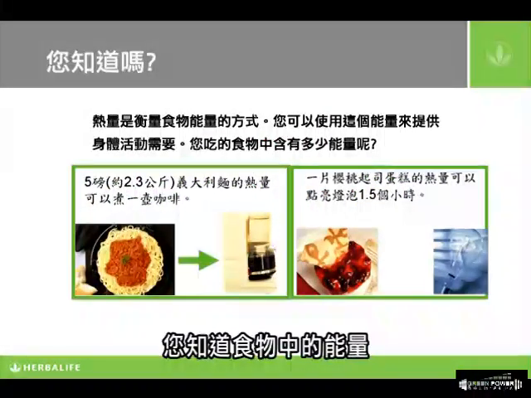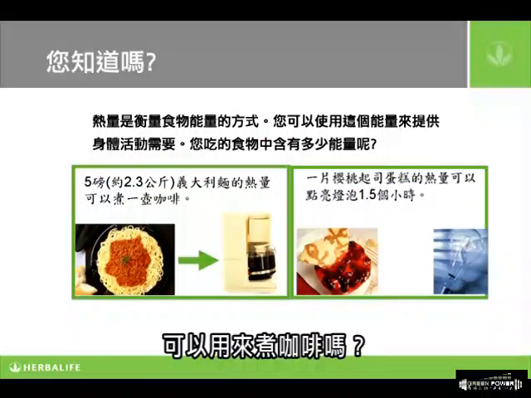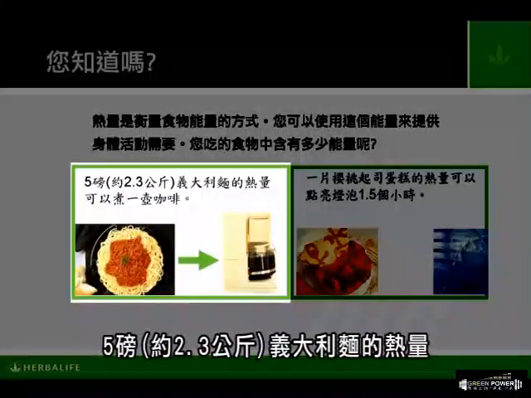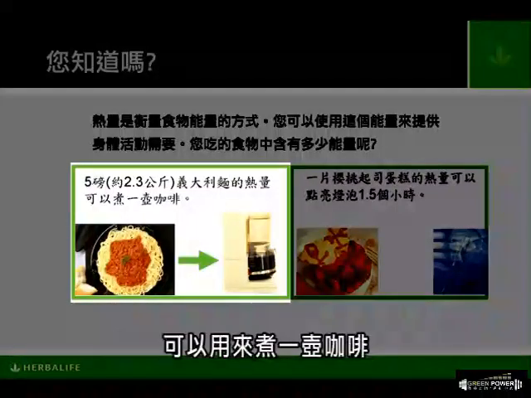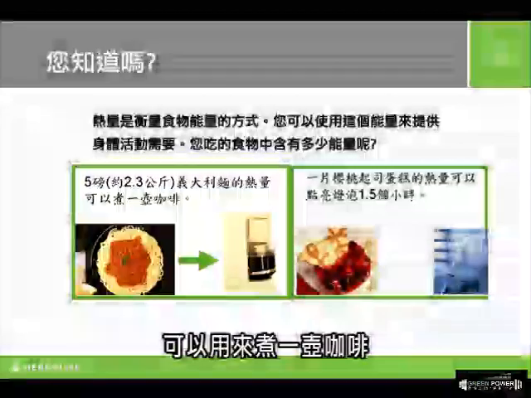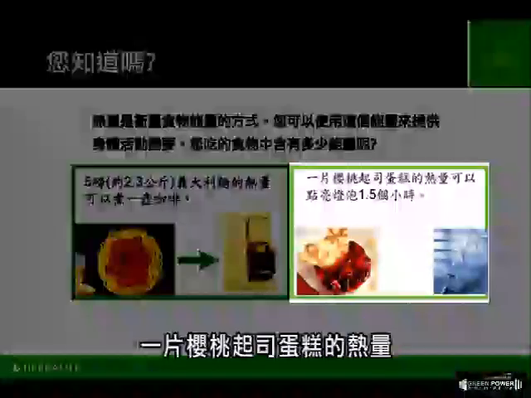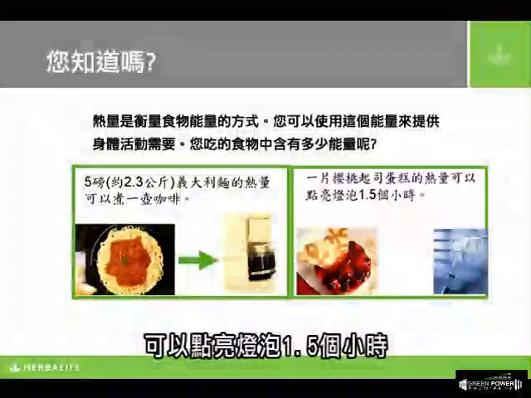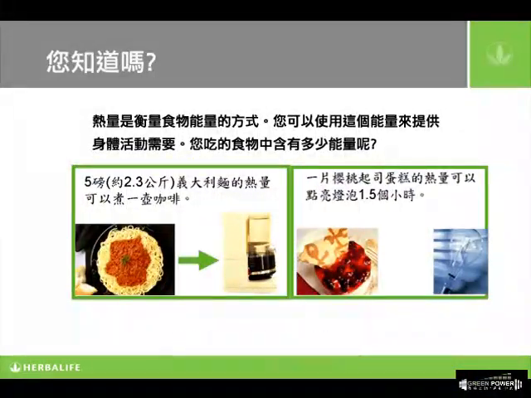Did you know that the energy contained in food can brew coffee? Here are some examples of the amount and power of energy contained in food. The calories in 5 pounds of spaghetti represent the energy needed to brew a pot of coffee. The calories in 1 piece of cherry cheesecake contain enough energy to light a bulb for 1.5 hours. Impressive, right?